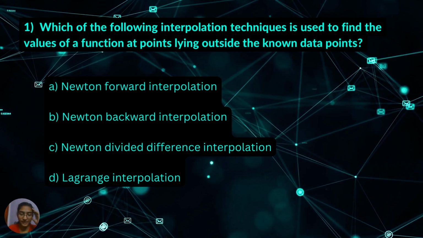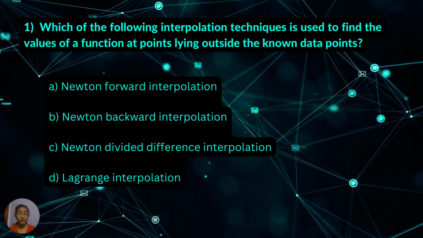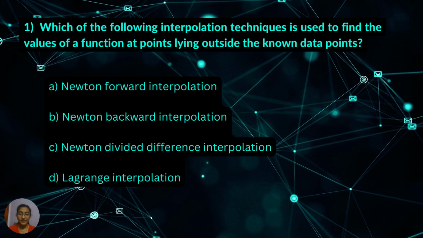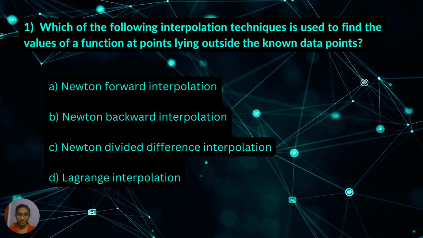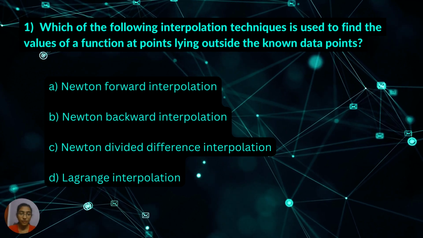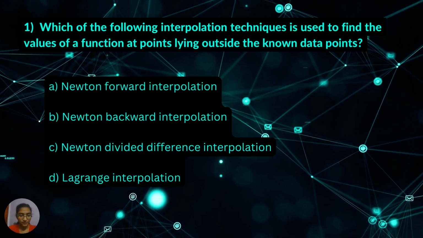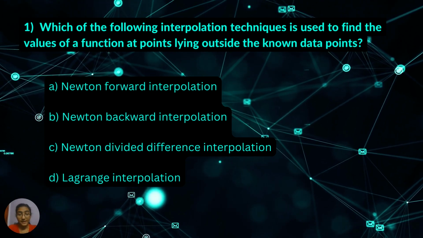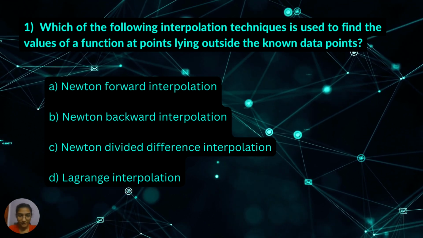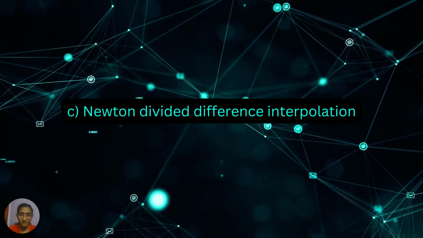As we have already learned in our previous video, which technique can be used to find a point lying outside the known data points? That is Newton's divided difference interpolation, right? For inside points, we generally use Newton forward interpolation, Newton backward interpolation, and Lagrange interpolation too. For the points that are outside the given range, it is done by Newton divided difference interpolation. So the answer is C, Newton divided difference interpolation.